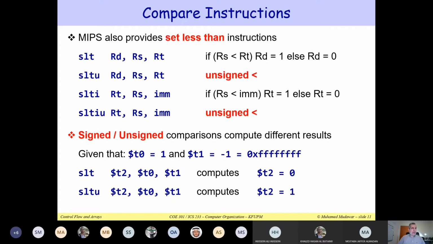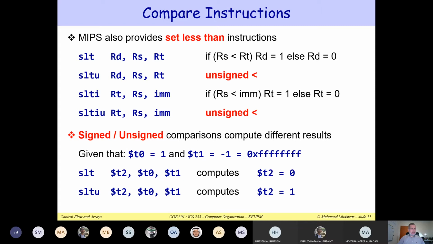Compare instructions can be of the R type, the register type. These instructions write the result into RD. They can also be of the immediate type, and they write the result into RT. Now, notice that we also have compare instructions for signed integers. We also have compare instructions for unsigned integers. And these produce different results. So in the MIPS architecture, these are called set less than. Set less than is used for signed integers. It's going to compare if RS is less than RT. The result is written into RD. And we have set less than unsigned.